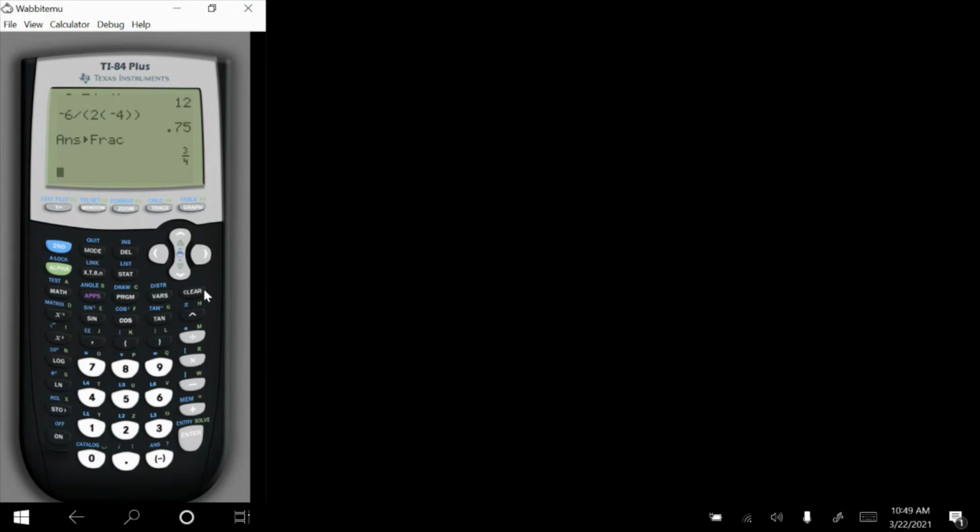I'm going to go back to the home screen. Let's press the Stat button. In the first column, the Edit column, option 1 says Edit. Go ahead and press Enter. It brings you to a menu where we have 3 columns, L1, L2, and L3. The most important ones, of course, are L1 and L2. Does everybody have an L1 and L2 column in their calculator?